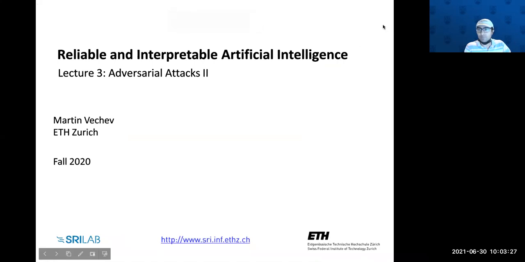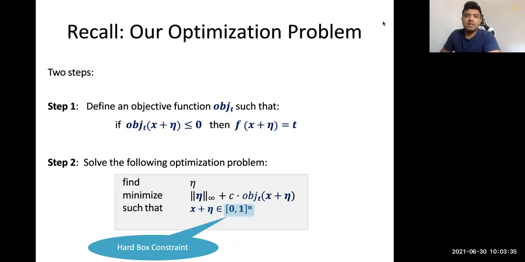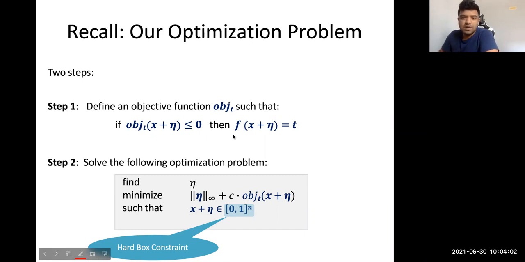Okay. So today we'll be picking up where we left off last week from adversarial attacks. Last week we were looking at both the targeted and untargeted FGSM attack, or fast gradient sign method attack. And we were looking at our optimization problem, and this was our goal.